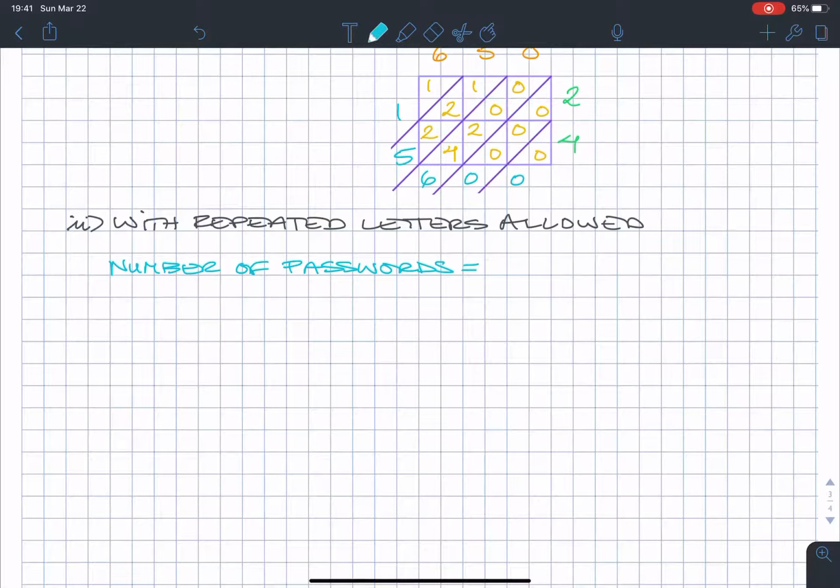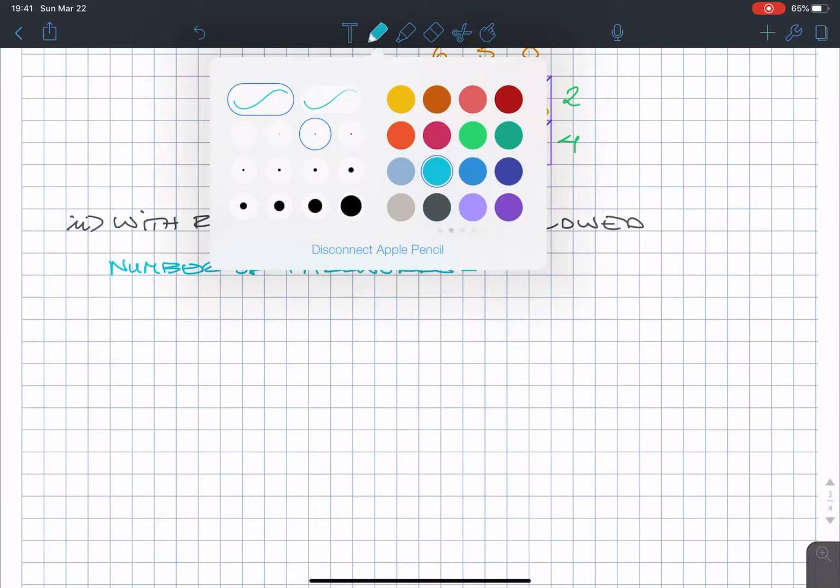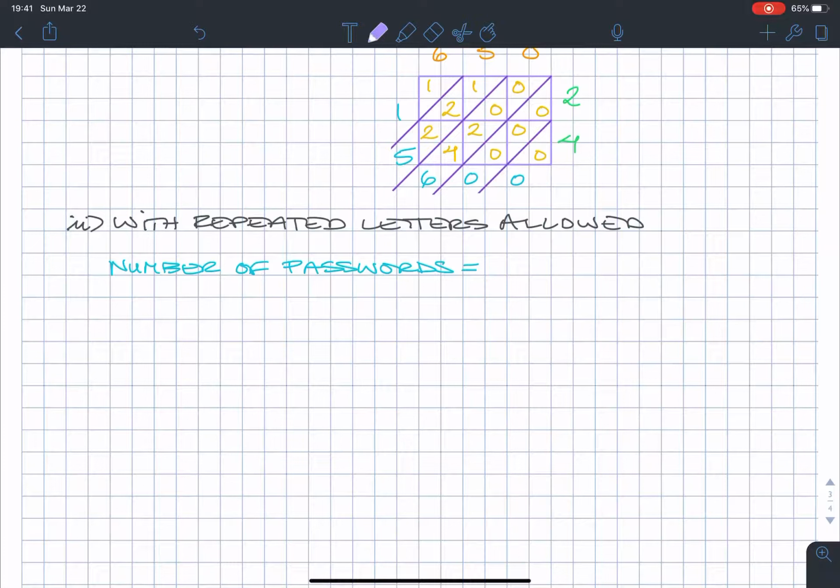Okay, so how many choices do I have for the first letter? There's 3 letters, right? It's a 3-letter password. But the choices I have for the first letter, since it's a whole alphabet, I have 26 choices. Agreed?